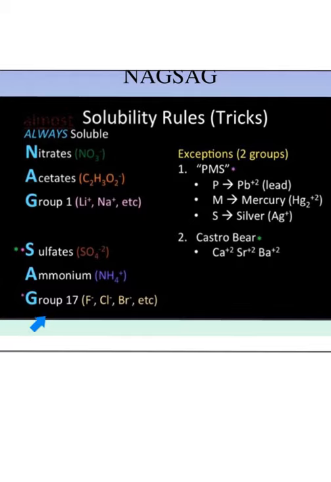And then Castro-Bear, so calcium, strontium, barium, those heavy column 2 or group 2 alkaline earth metals with sulfates will be insoluble. They will not dissolve.